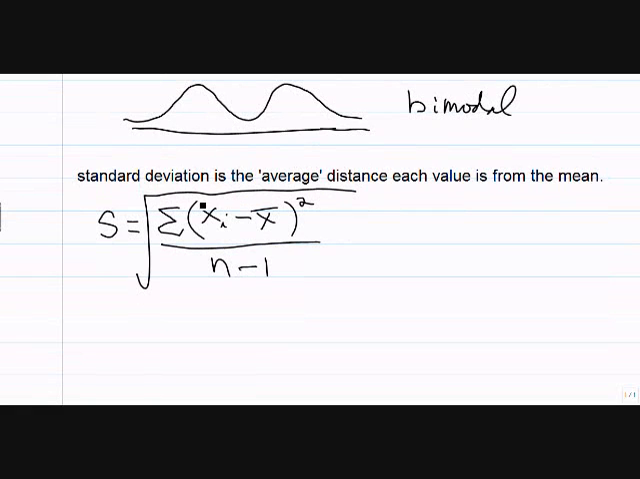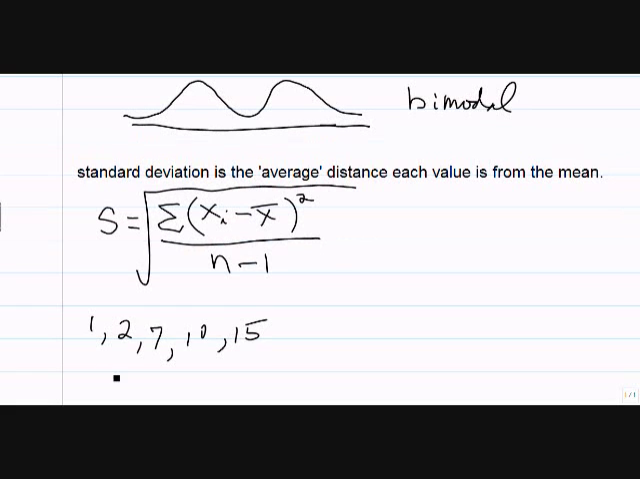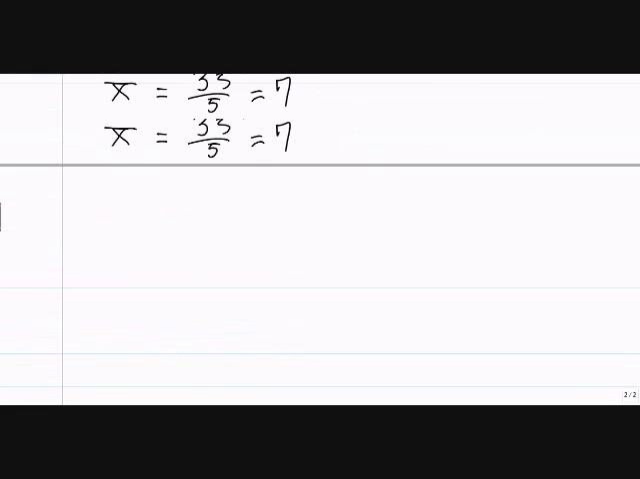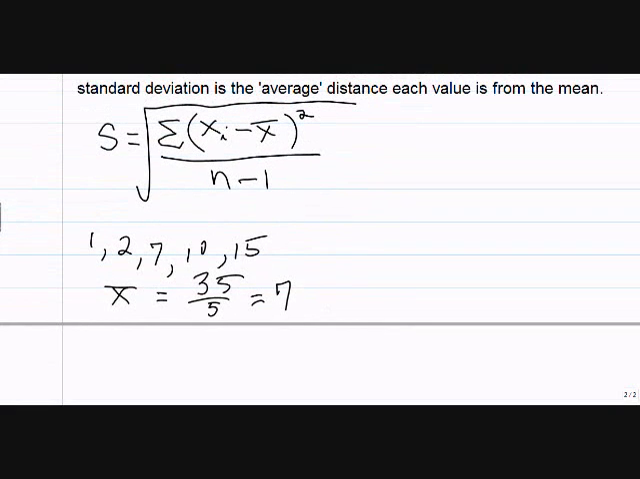So let's try to calculate standard deviation. I'm going to give you a small data set. 1, 2, 7, 10, 15. And first we'll calculate the mean. Oh, well, that should be pretty easy. 1 plus 2 plus 7 plus 10 plus 15, and I divide it by 5. Oh, that's 35 divided by 5. I have a mean of 7. Okay. That's an interim calculation.